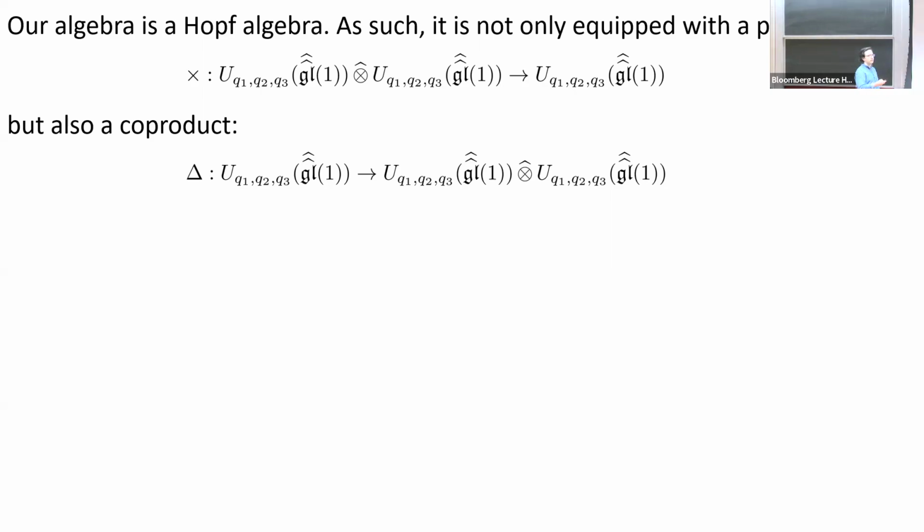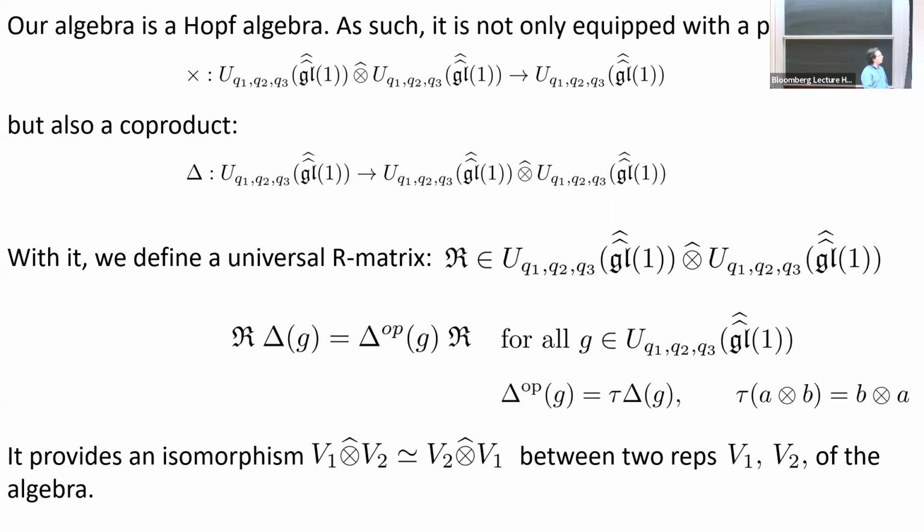I write completed because you deal with so many infinite things. Even though the representations I deal with are perfectly fine, you don't actually need the completed product. Just to be safe, generically, for these algebras, you want to write a completed tensor product because you deal with infinities. And so now with this operation that I have thanks to the Hopf structure, I can define a universal R matrix.